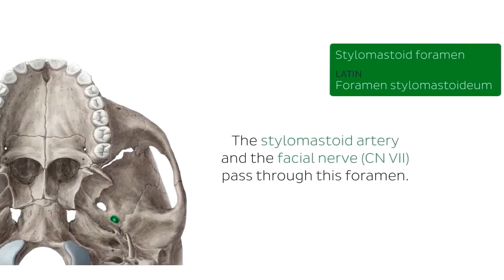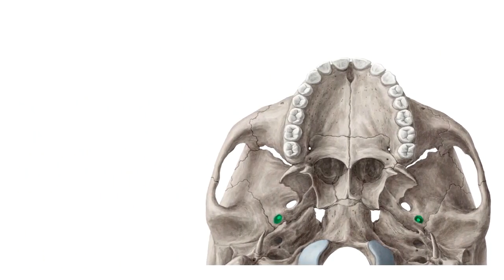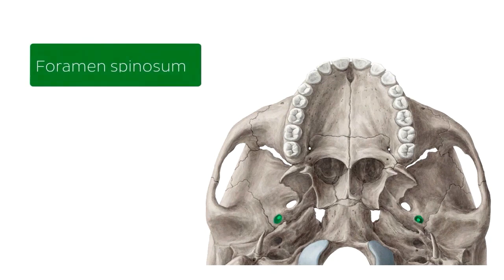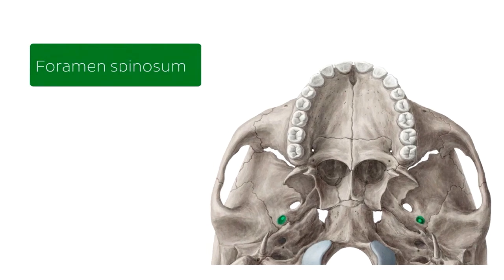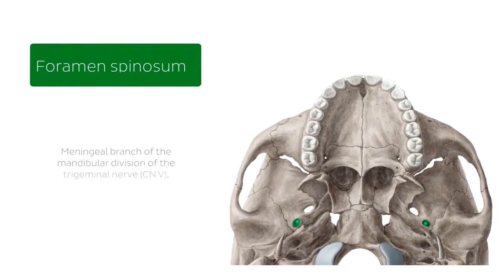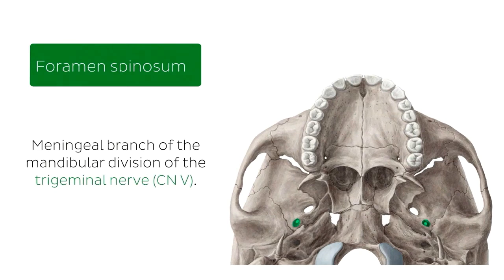Next one in line is going to be these two here, also a paired structure known as the foramen spinosum. And the foramen spinosum encircles the middle meningeal arteries and also the meningeal branch of the mandibular division of the trigeminal nerve.